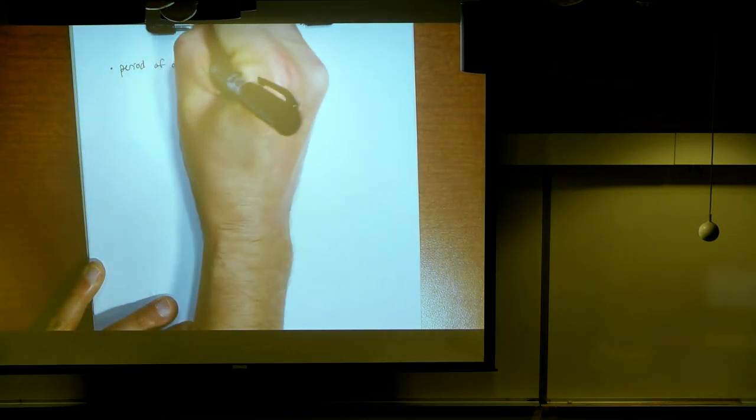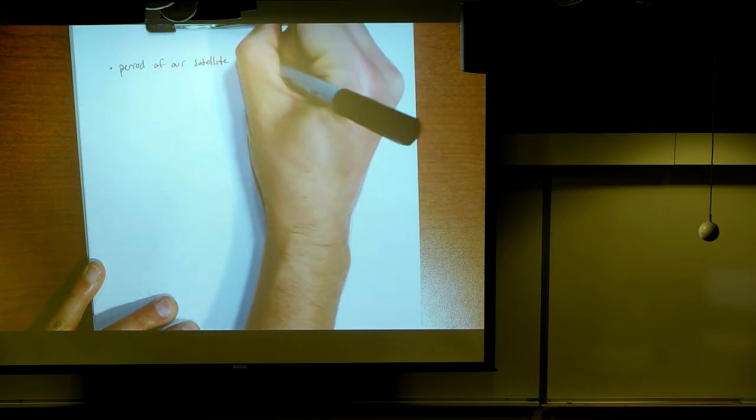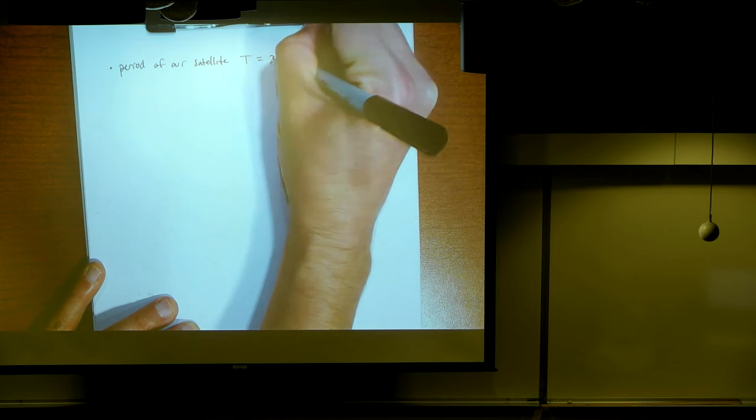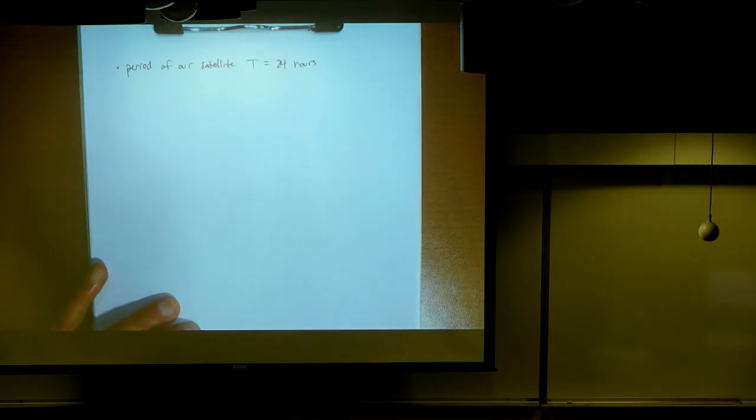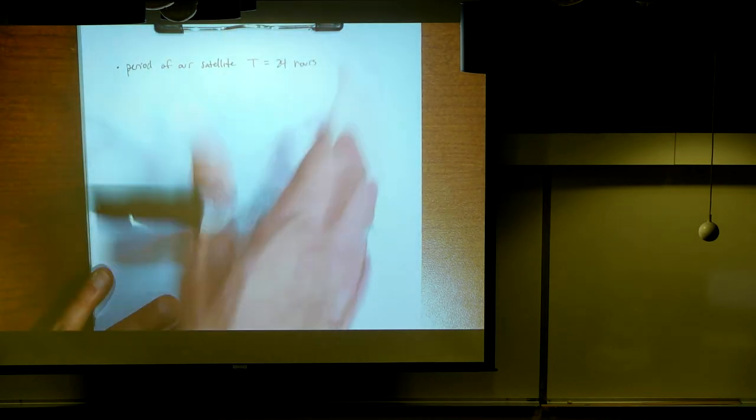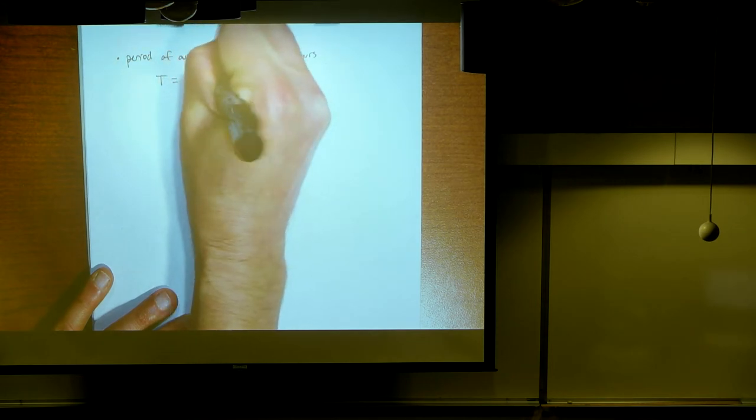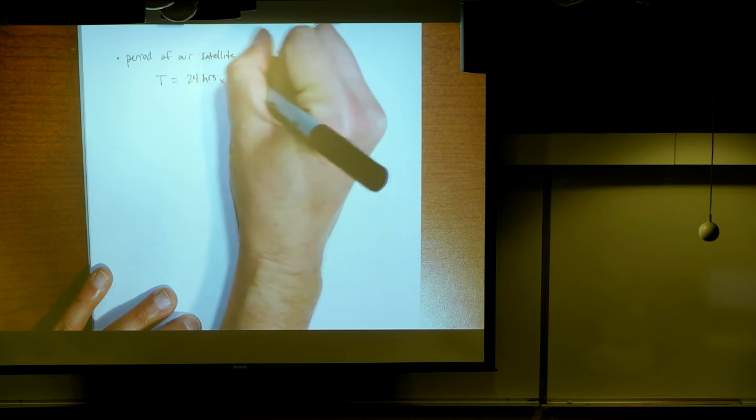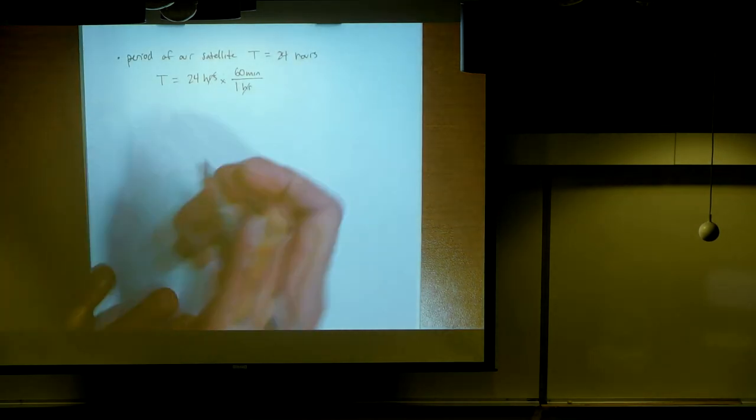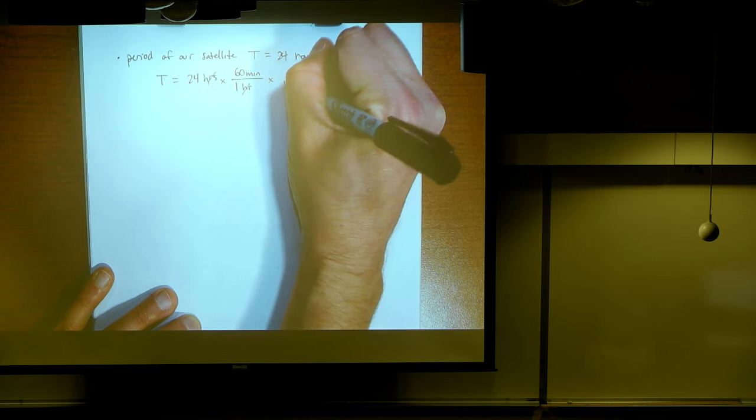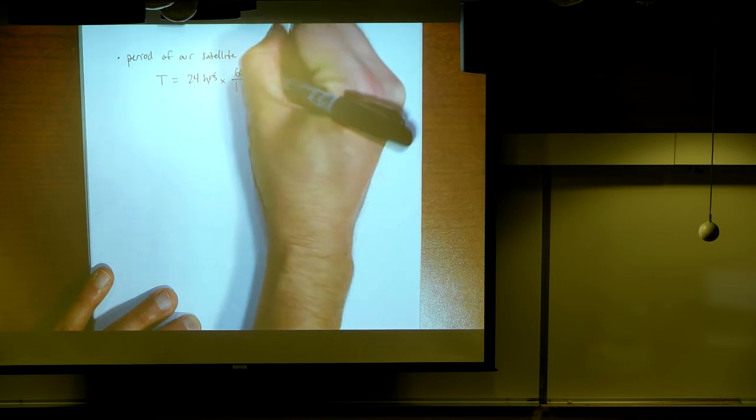Okay, so real quick, we know that because we're in a geostationary orbit, the period of our satellite, which we call T, is 24 hours. So real quick, what we'll do is convert that to seconds, because we want SI units in our calculations, okay? So we have 24 hours. Remember, in every 1 hour, we have 60 minutes. Cancel hours like this. Now we're in minutes. But remember, in every 1 minute, we have 60 seconds. So now we're in units of seconds.